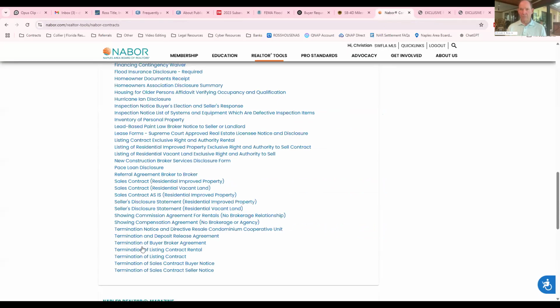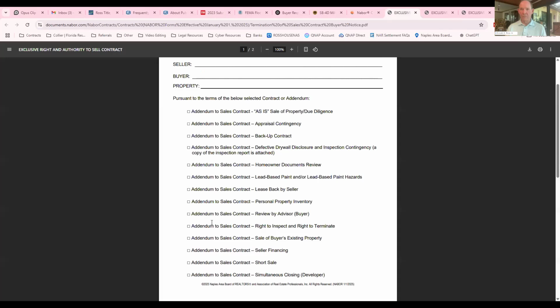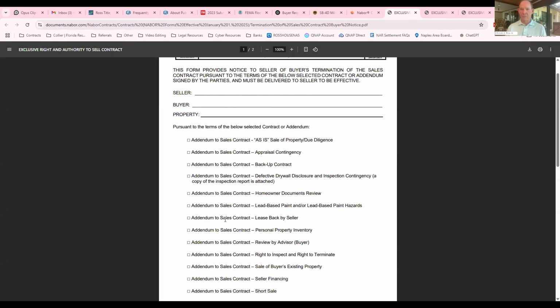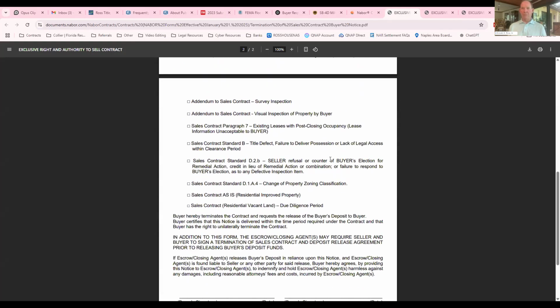Now, if we go to the other form here, there are other buyer notices. This one, and I don't really love the way NABOR has done this because there should be one notice form and one termination. They have multiple. And so this is the other notice form, and you check the box. Keep in mind, this doesn't have a box for everything that we would be terminating under. This is not the same as an as-is contract notice. You'd have to, I guess, oh, here it is. You'd have to check this one. So make sure you're checking the right one.